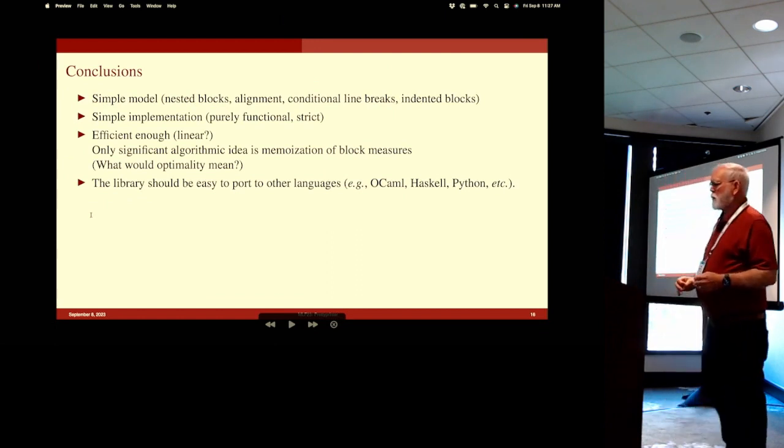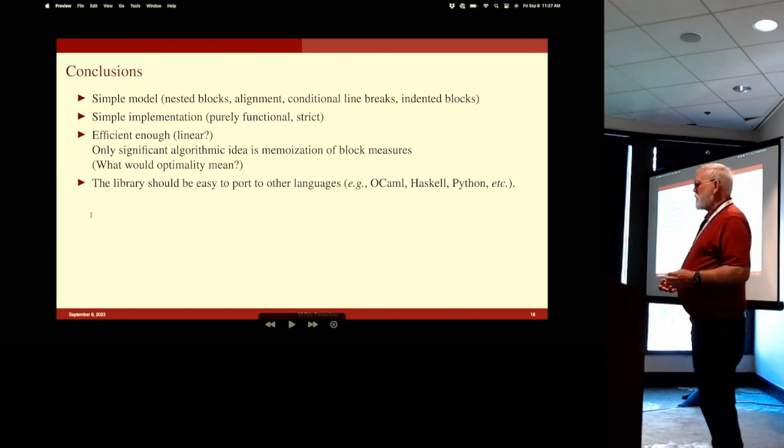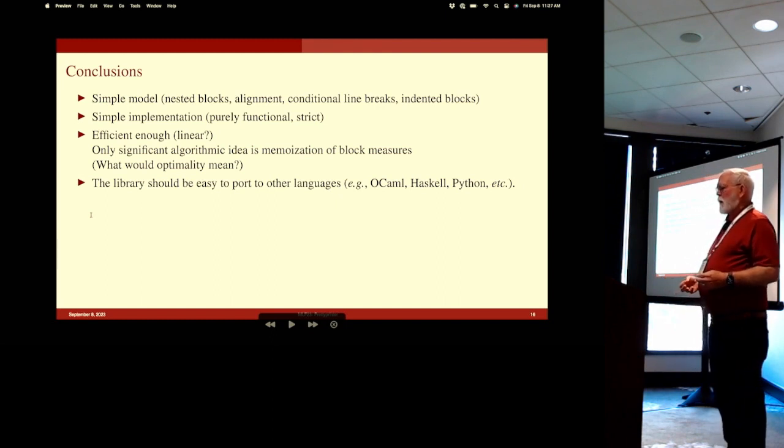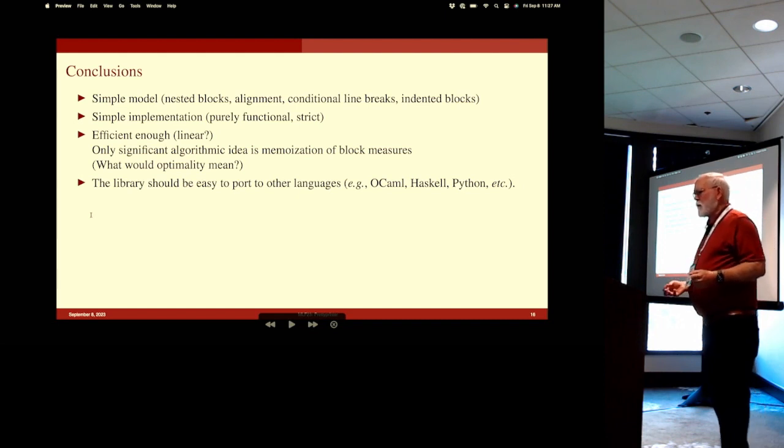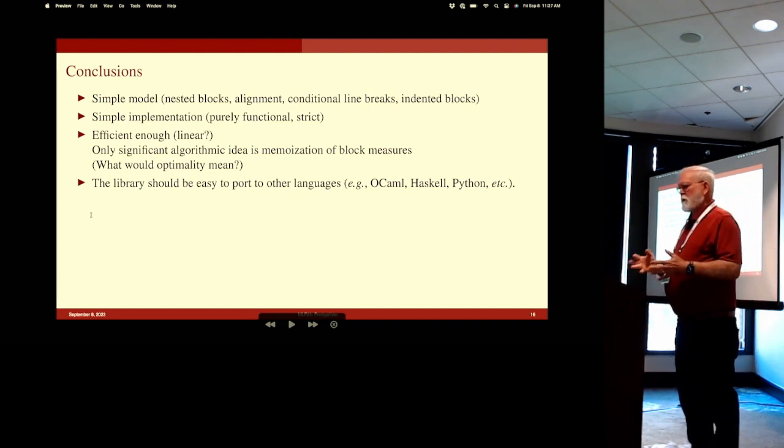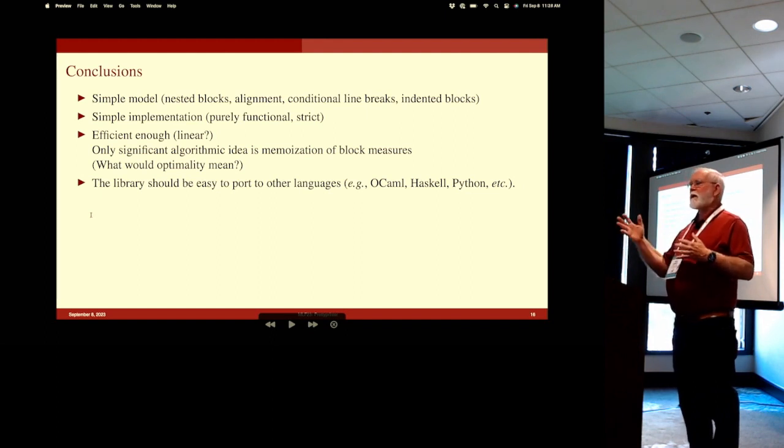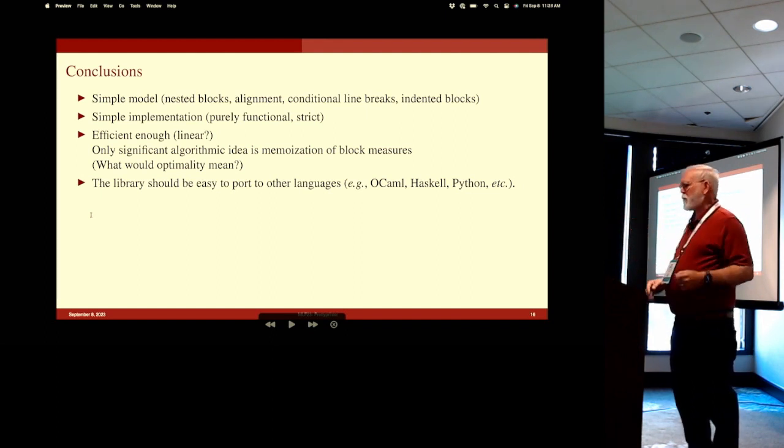Okay, so in conclusion, I've got a simple model with a few key ideas: nested blocks, alignment, conditional line breaks, indented blocks. And a very simple implementation. It's purely functional, written in Standard ML, quite small, and no need for laziness. Of course, eventually things go off to some device to be printed and imperative stuff happens.